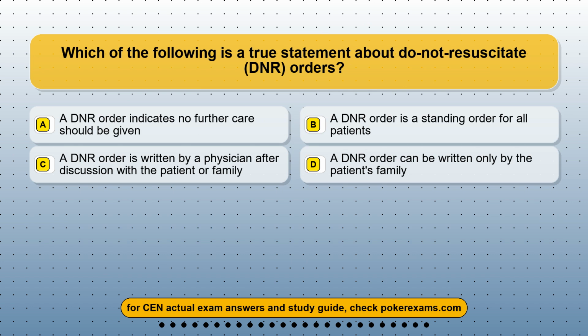Question 23. Which of the following is a true statement about do-not-resuscitate, DNR, orders? Option A. A DNR order indicates no further care should be given. Option B. A DNR order is a standing order for all patients. Option C. A DNR order is written by a physician after discussion with the patient or family. Option D. A DNR order can be written only by the patient's family.